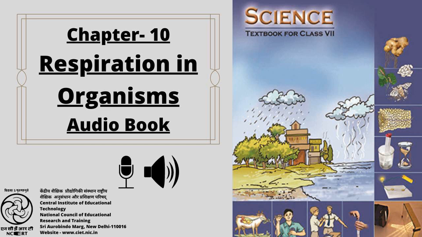10.5. Breathing in other animals. Animals such as elephants, lions, cows, goats, frogs, lizards, snakes, birds have lungs in their chest cavities like the human beings. How do other organisms breathe? Do they also have lungs like those of human beings? Let us find out.